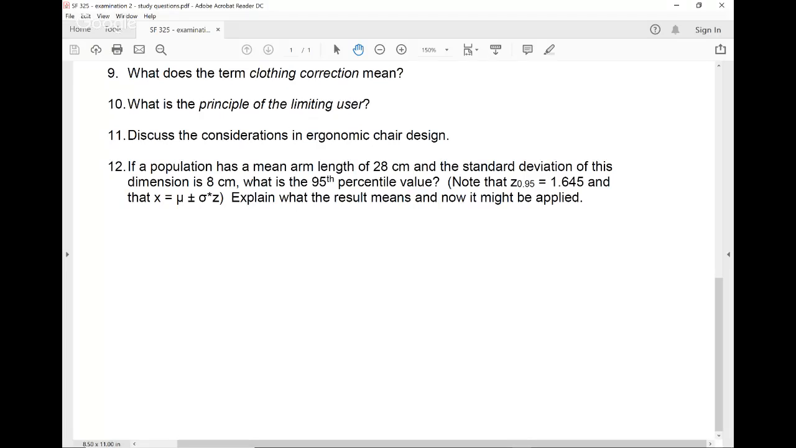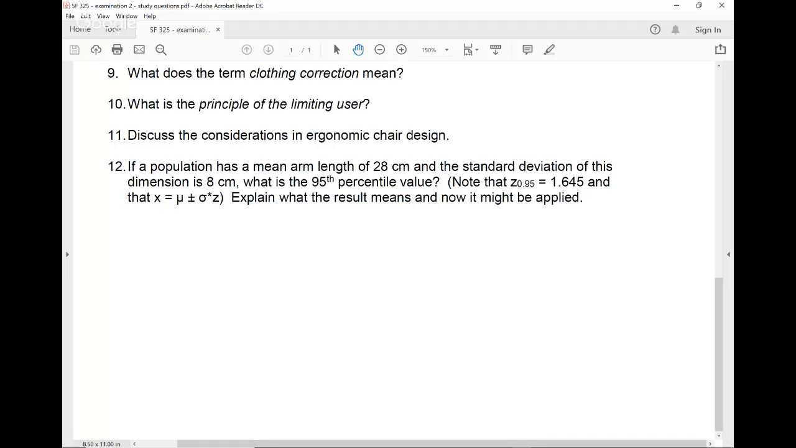And the standard deviation is 8 centimeters. Excuse me. I think I've used the symbol that's for a sample, not a population. They change based on what we're talking about, and this is a population. What is the 95th percentile value?